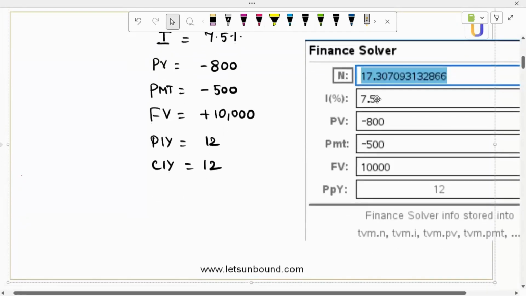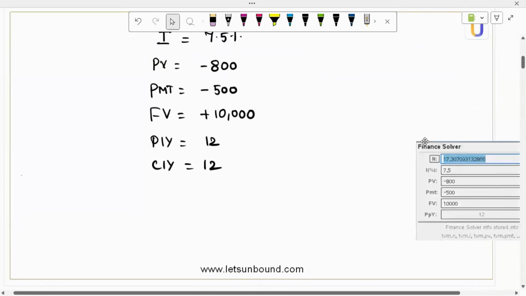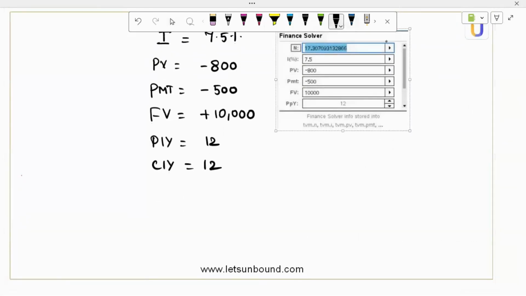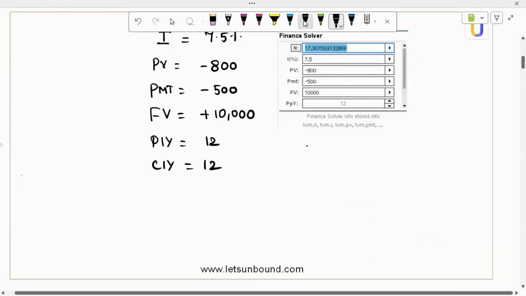So what we got, K is something like 17.307. So 17 months and some days, right? It should be a Z plus. K is not 17, it is more than 17. So we should choose K equal to 18. Otherwise this will be wrong, and it will affect the upcoming problem also. I hope this is clear.